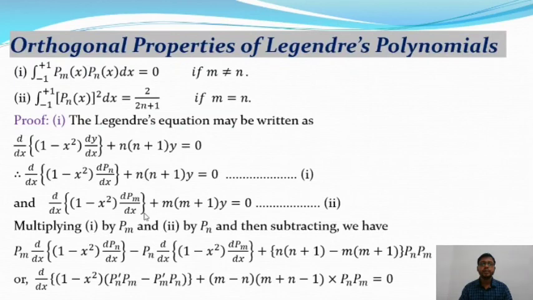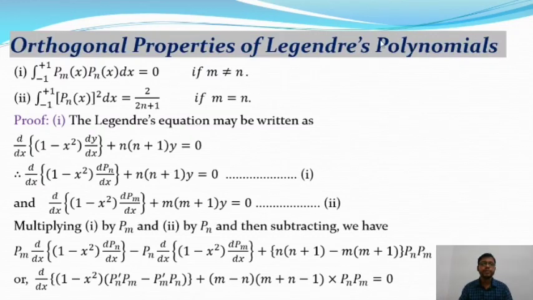After that, we will talk about the orthogonal properties of Legendre polynomials. The first property is the integration from -1 to +1 of Pm(x) Pn(x) dx equals 0 if m is not equal to n. And the second property is the integration from -1 to +1 of Pn(x)² dx equals 2/(2n+1) if n is equal to m. So here is the proof of the first property of the Legendre polynomials, or the orthogonal properties of Legendre polynomials.